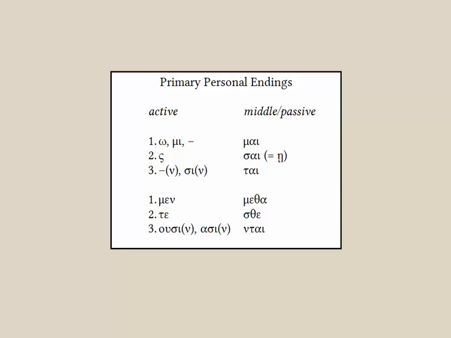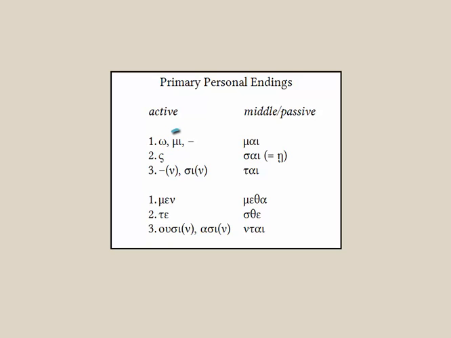Our first core pattern is the personal endings for the primary tense forms. Ο, μεν, blank, ς, blank, σιν, μεν, τε, ουσι, ασι, and then μαι, ψαι, ται, μεθα, σθε, νται, with an eta iota subscript as an alternative to the psi ending in the second singular. You see that this one core pattern covers both the omega verbs and the mi verbs.